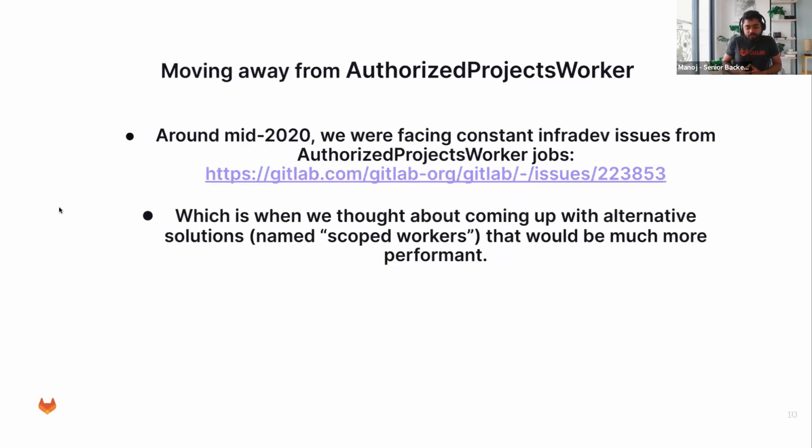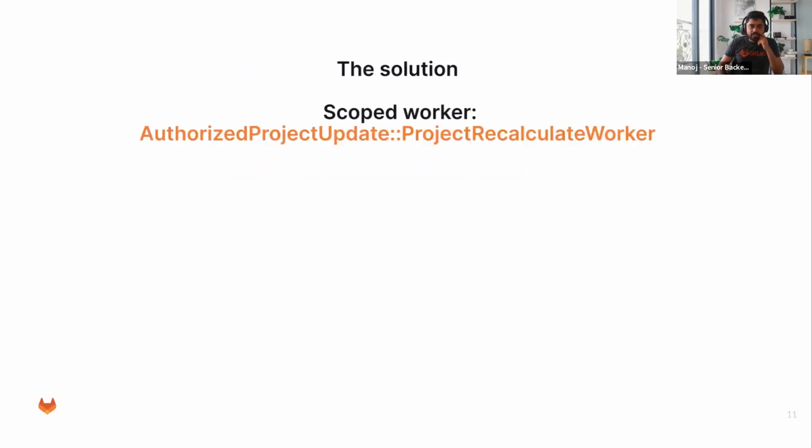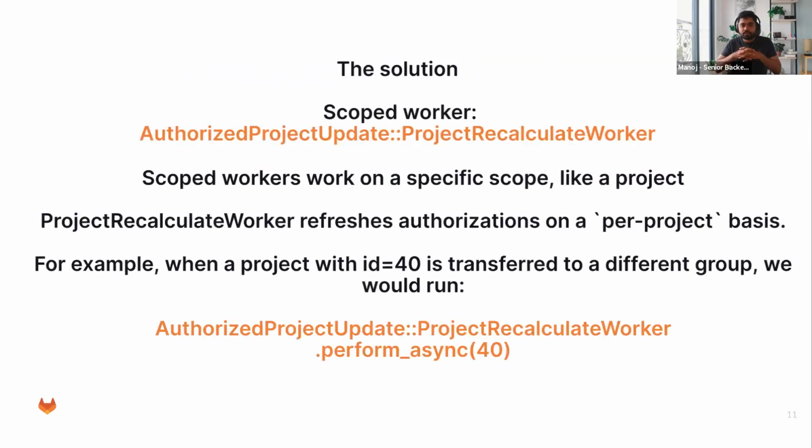Next, I told you this is the legacy worker now, which means that we have something new in place of that. Around mid 2020 is when we started having infra dev issues around project authorization. We used to have a lot of problems, and that is when we decided to think about alternative solutions that can improve performance and not have so many infra dev issues coming our way. The alternative that we came up with is called a scoped worker, which would be much more performant. Let's look at scoped workers.